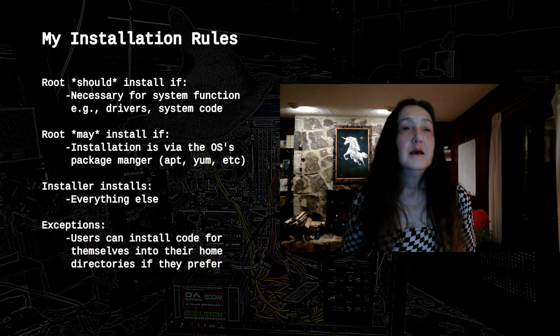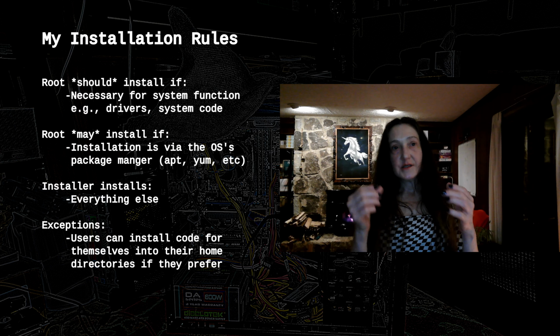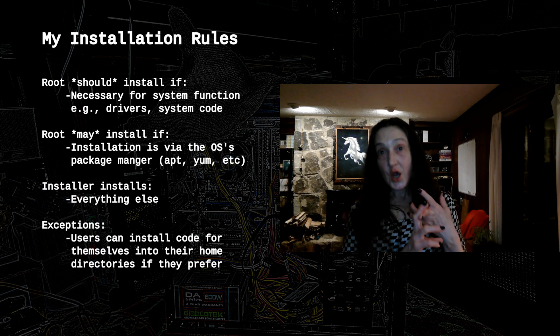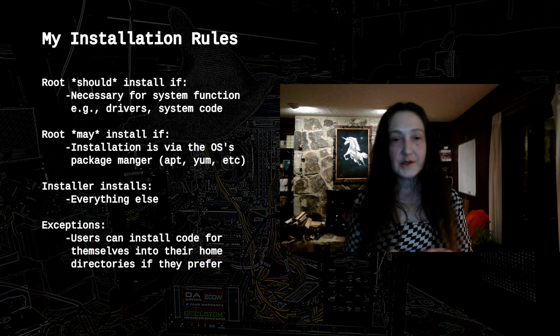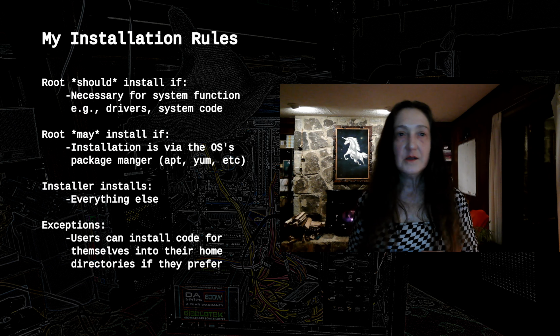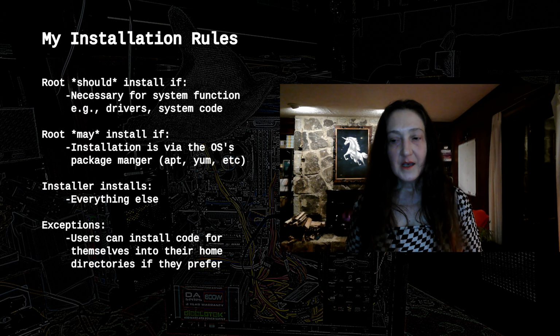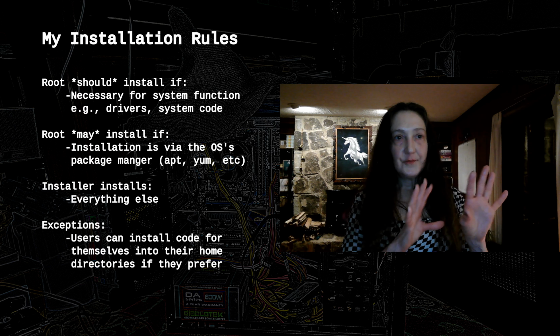So my installation rules are: root should install software if it is necessary for the system's functions. So drivers, system code, what makes your Wi-Fi work and talks to your keyboard and decides how to distribute memory and when to kill some process that is behaving inappropriately. Let root do this.